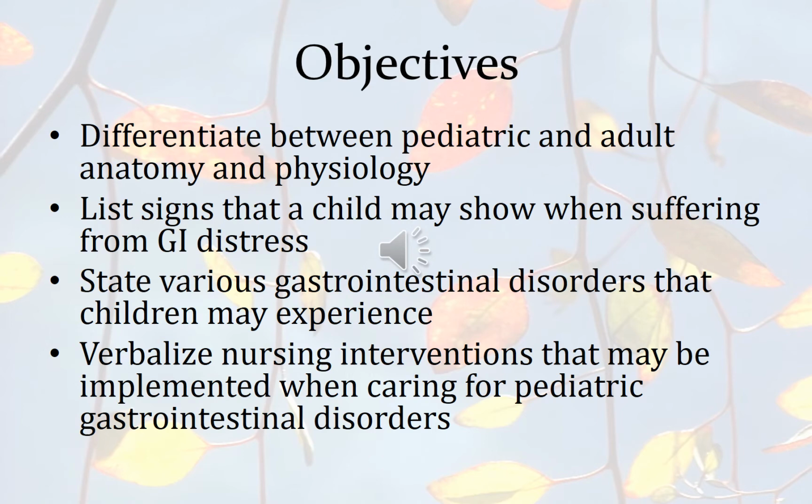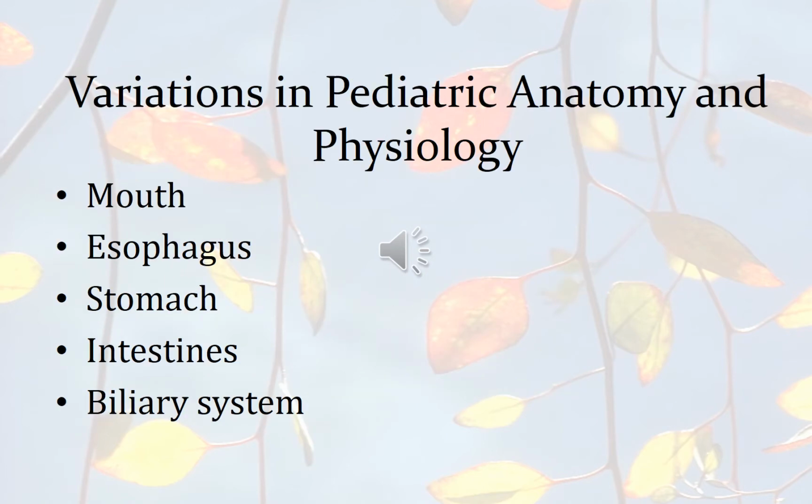Here are your objectives, which you can read on your own. Main differentials between pediatric anatomy and adults. Everybody has a very vascular mouth and head. Kids and infants are more susceptible to infection because they put everything in their mouth, whether it's clean or dirty. Overall, the GI tract of infants is not fully mature until 2 years of age, so that's why they get sick more often.